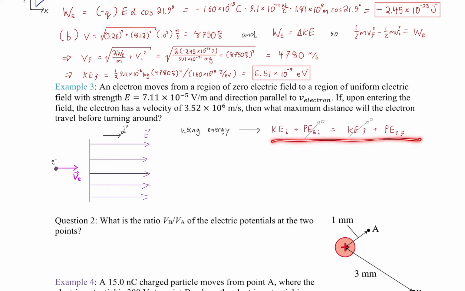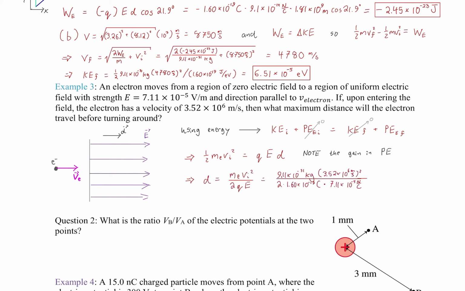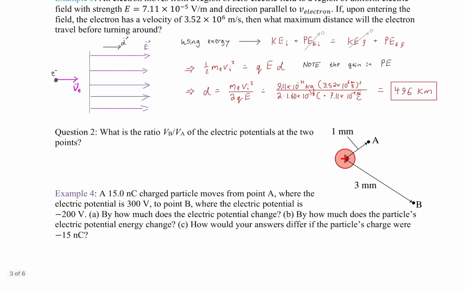So in that case, I just set up a conservation of energy equation. My initial electrical potential energy is 0, and my final kinetic energy is 0 because I want the electron to go as far as it can. Right, maximum distance. Okay, before it turns around. So then my conservation of energy simplifies to the following. Here's my kinetic energy term. Here's my electrical potential energy term, QED. Notice I'm not using volts because I wasn't given volts, so I might as well just use QED. Okay. All right, and it's a gain in potential energy. And there I'm just going to solve for the distance, and I get 496 kilometers, or 496,000 meters. Excuse me. Okay. All right, question 2.